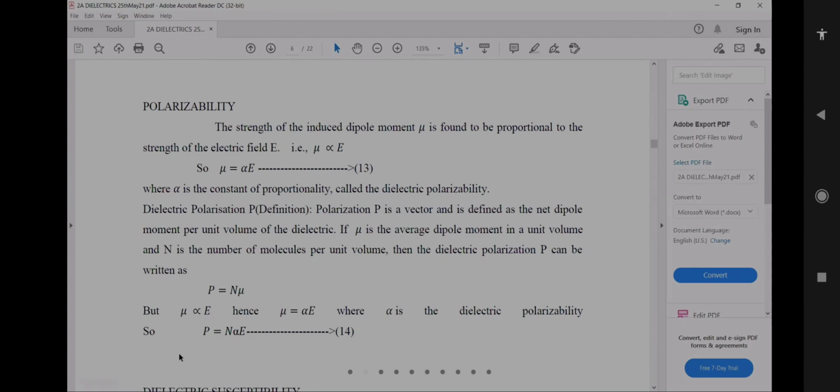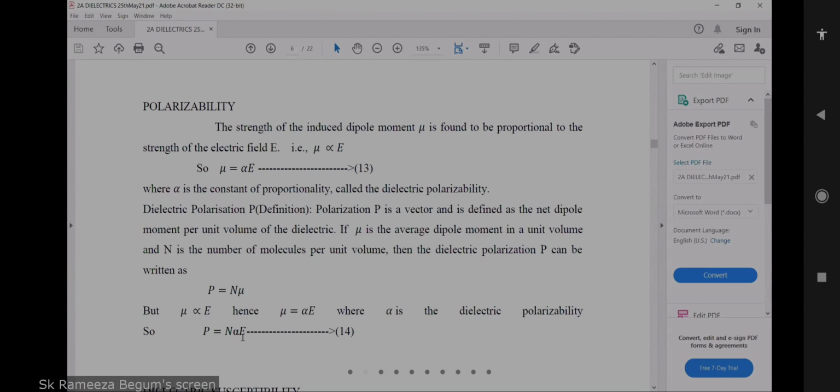So here, we know that mu is directly proportional to E. Mu is equal to alpha E, where alpha is the dielectric polarizability. Therefore, substituting alpha E for mu, P is equal to n into alpha E.